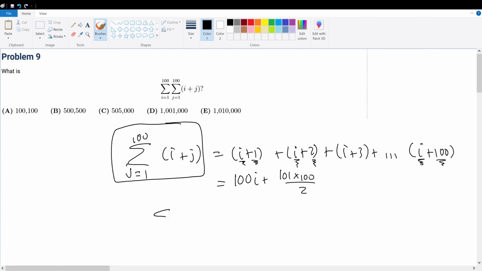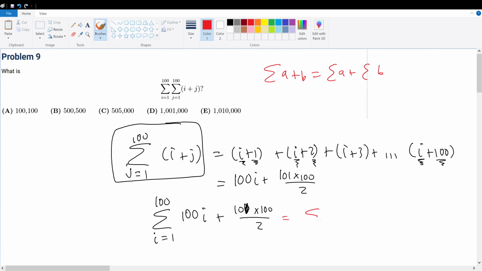So what is now the summation of i is equal to 1 to 100 of 100i plus 101 times 100 divided by 2? Well, there's a formula for the summation, which is the summation of a plus b is equal to the summation of a plus the summation of b. So this is equal to the summation of i is equal to 1 all the way to 100 of 100i, and then we have to add this with the summation of i is equal to 1 to 100 of that value, which is 101 times 100 divided by 2. I'm not simplifying it, and you will see why in a minute.